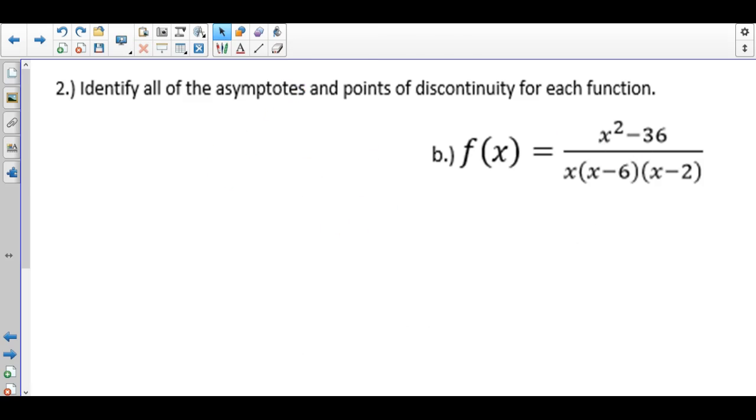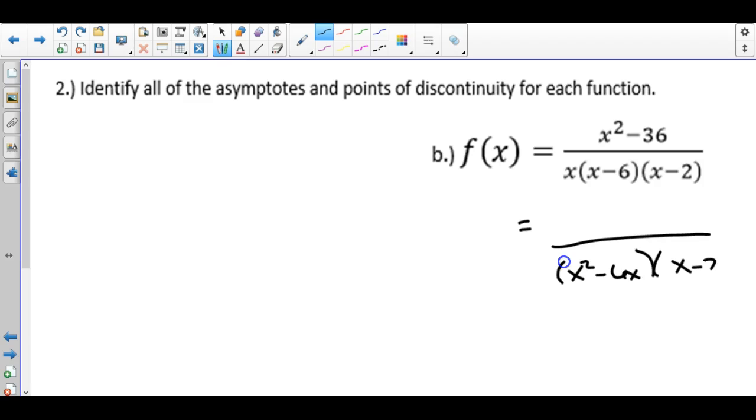So now I'm going to take a look at this function, which again, my numerator has a degree of 2, written right away, and that's in standard form. If I were to multiply my denominator out, I would really get x squared minus 6x times x minus 2. Now, I'm just going to take a look at this right away. I know my numerator degree is 2. So if the degree of my denominator is greater, I'm going to already know where my horizontal asymptote is. And that's the case here.